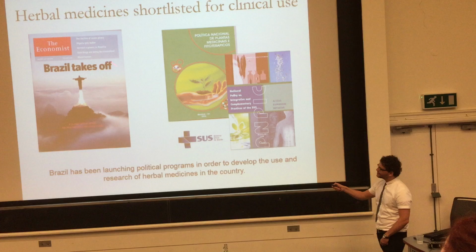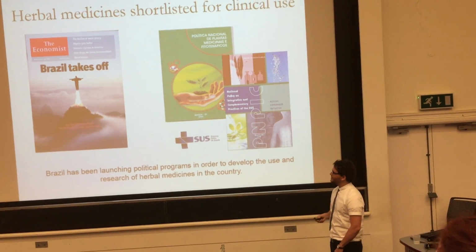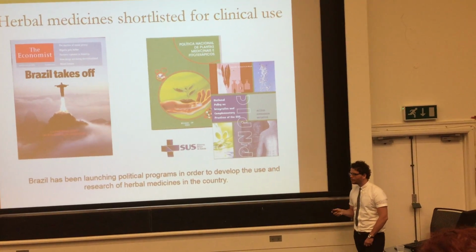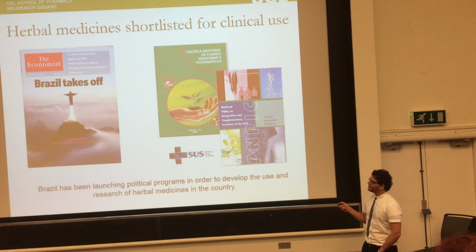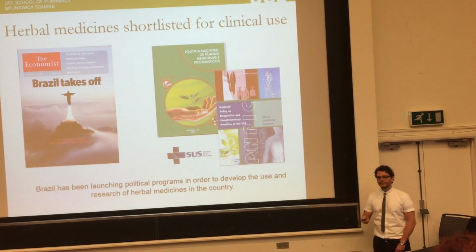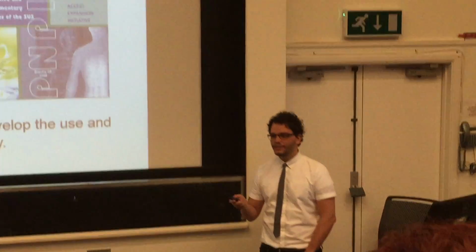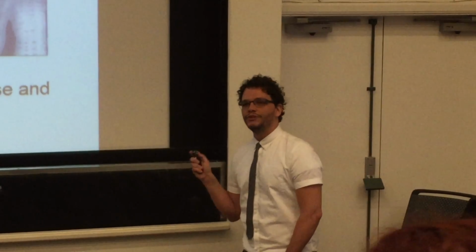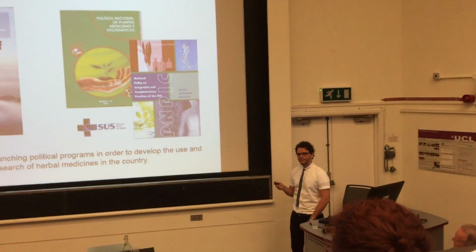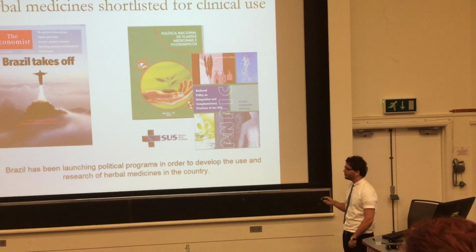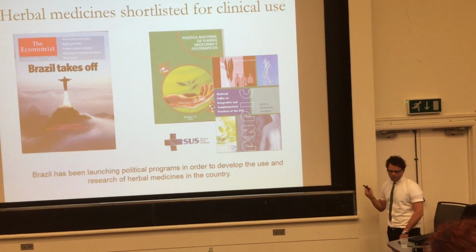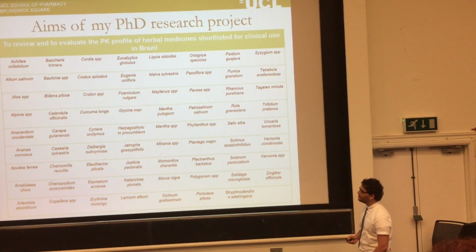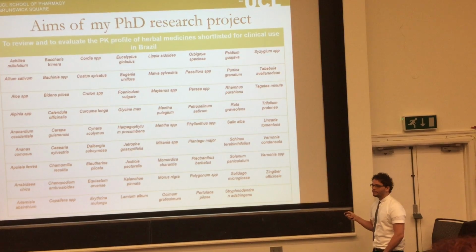I wanted to use this cover from The Economist, Brazil's take off. Brazil took off more or less 10 years ago, improving the policies on herbal medicines in the country to guarantee quality and safety of herbal medicines for the population. And in 2008, the Brazilian Ministry of Health issued a list of 71 plant species of interest for clinical use. I wanted to find out if those plants could cause any kind of pharmacokinetic effects, and this would be the aim of my PhD.